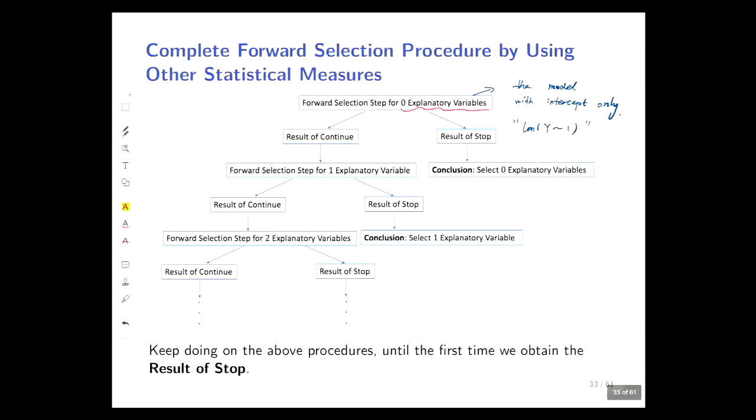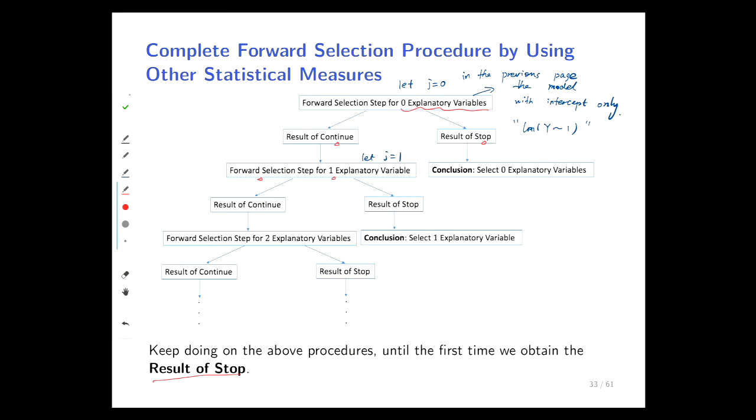What we can do here is let j equal 0 in the previous page. Then we try criterion A and criterion B: criterion A to determine whether to continue or stop, and if we continue, we use criterion B to determine which variable we should add. Then we add one variable, and proceed to consider the forward selection for this one variable. Similarly, we let j equal 1 in the previous page, and we keep doing that until the first time we get the result of stop.